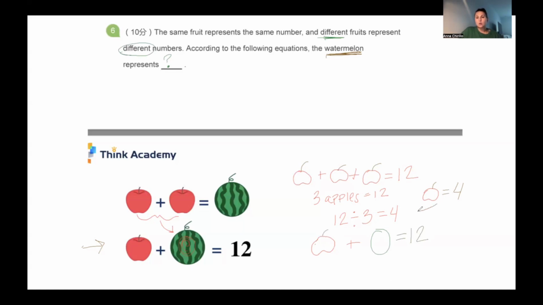Well, we already know that the one apple equals 4. So I'm going to put a 4 in this apple here. So we now have to solve each side. We're going to subtract the 4, which represents the apple, and that's going to leave us with 12 minus 4 equals 8. So our watermelon's value, one watermelon equals 8. The value of the watermelon is 8.